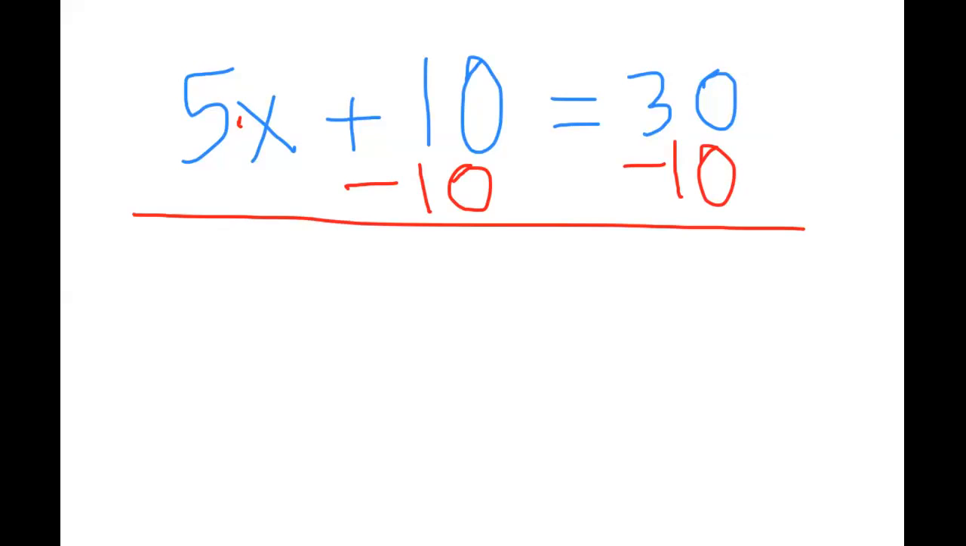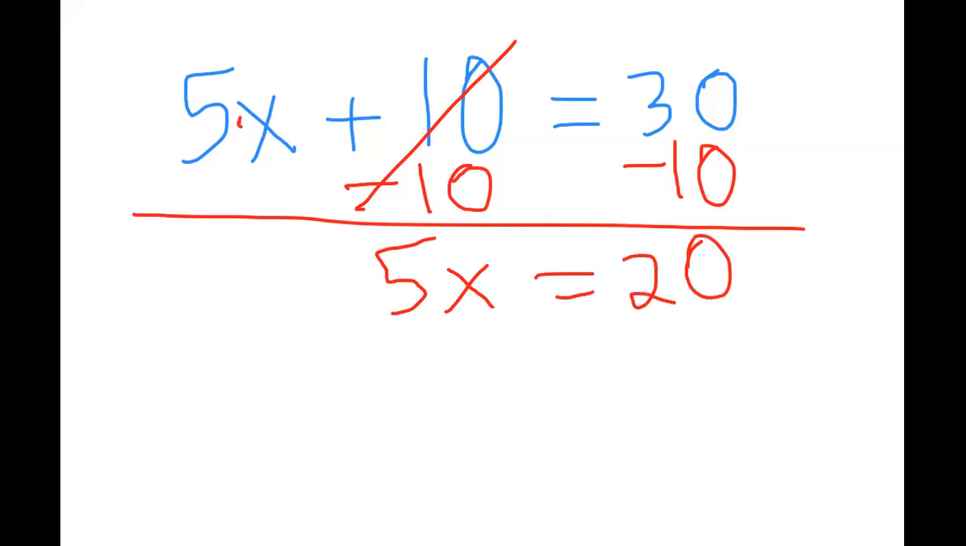And so then on the left side here, we can cross out our 10s. We don't have those anymore. And then we still have 5x here, so 5 times x. And then over here, we have 20. So we got rid of 10 by doing the opposite of plus 10, which is minus 10. Right here, we have 5 and a multiplication sign, so it's 5 times x is equal to 20.